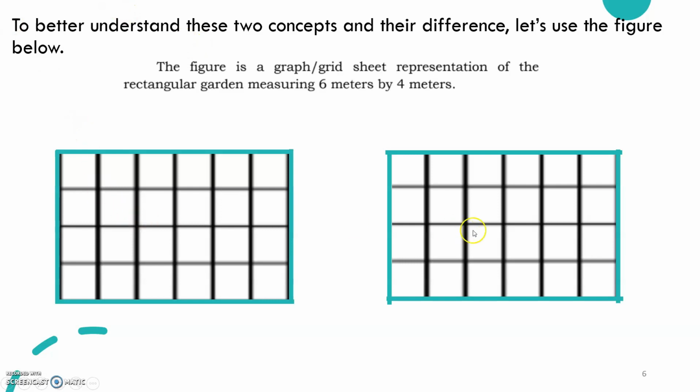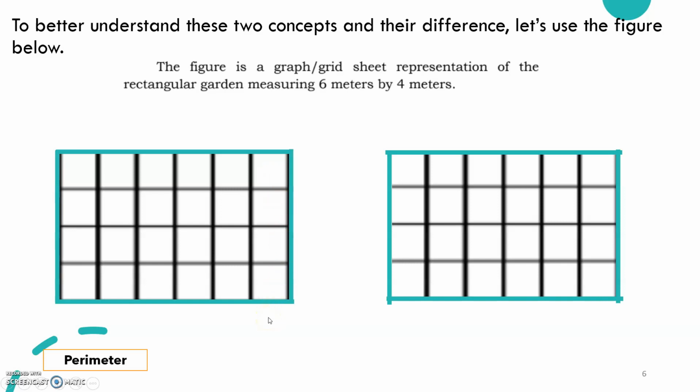So we have figure 1 and figure 2. And take note that the figure is a graph or grid sheet representation of the rectangular garden measuring 6 meters by 4 meters. So ito daw yung representation ng garden ni Teacher Pat. Okay? So, ang sukat nito ay 6 meters by 4 meters. So, ito yung 1, 2, 3, 4, 5, 6, and 1, 2, 3, 4. So, itong side na 'to, na palibot sa figure na 'to, ito yung susukatin natin for the perimeter.